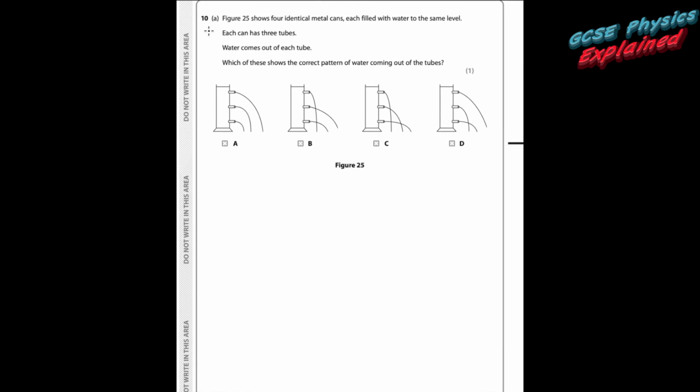Question 10, Part A. Figure 25 shows 4 identical metal cans, each filled with water to the same level. Each can has 3 tubes. Water comes out of each tube. Which of these shows the correct pattern of water coming out of the tubes? Right, the deeper you go, the bigger the pressure is, so it's going to squirt out further. So the bottom one needs to squirt out the furthest, the middle one needs to squirt out the medium, and the top needs to squirt out the least. So your answer's C. Try it if you don't believe me.